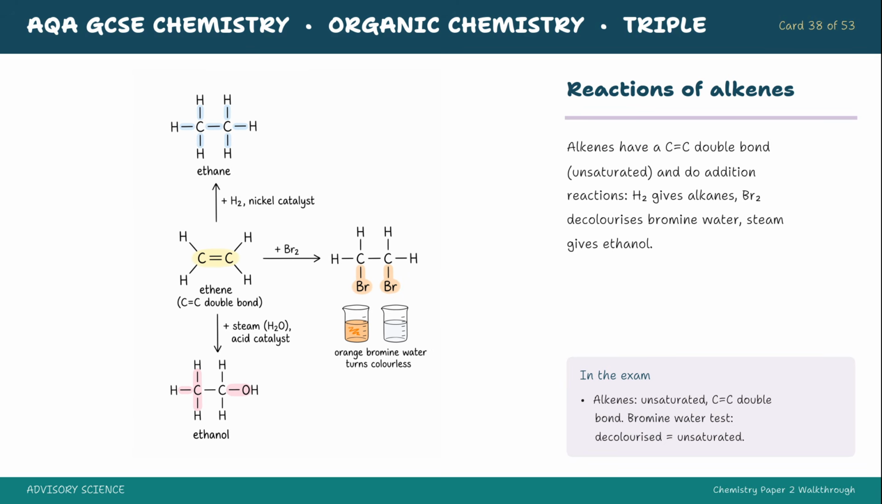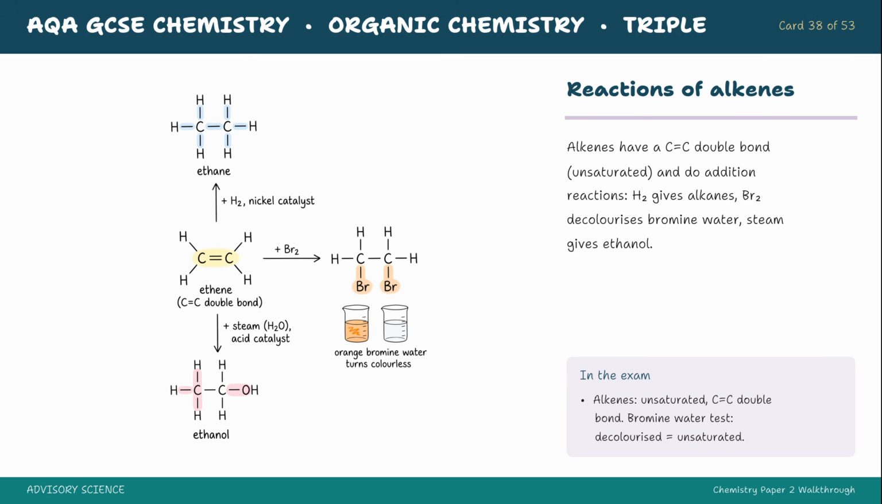Reactions of alkenes. Alkenes are unsaturated hydrocarbons that contain a carbon-carbon double bond, which makes them more reactive than alkanes. You need to know 4 reactions. With hydrogen, using a nickel catalyst, an alkene gains hydrogen across the double bond to form an alkane, and this is called hydrogenation. With steam, water, using a catalyst, an alkene forms an alcohol.